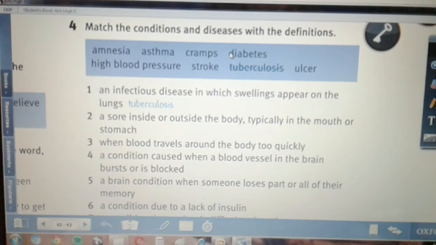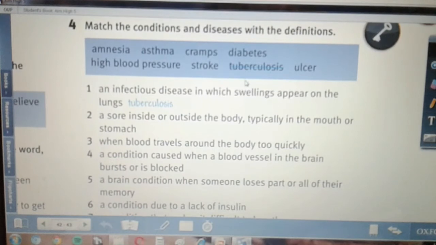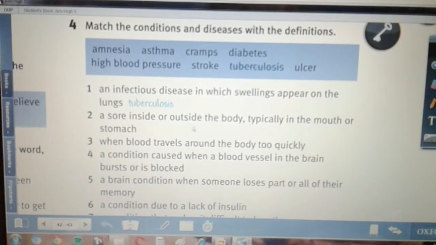Okay, for part 4, it's talk about medical conditions. So we need to match the medical conditions and disease with the definition. Like number 1, tuberculosis is an infection disease in which swellings appear on the lungs. So the focus is on the lungs. What about number 2? What disease or condition it is? A sore inside or outside the body, typically in the mouth or stomach.